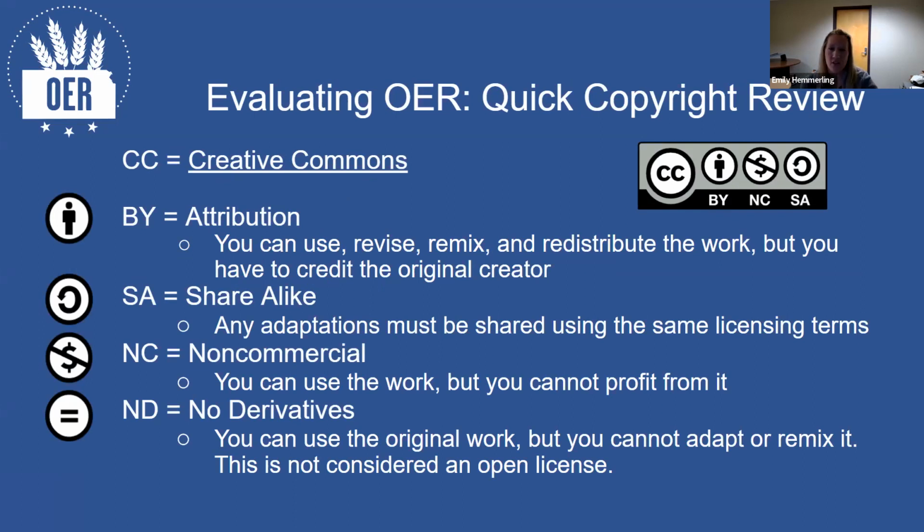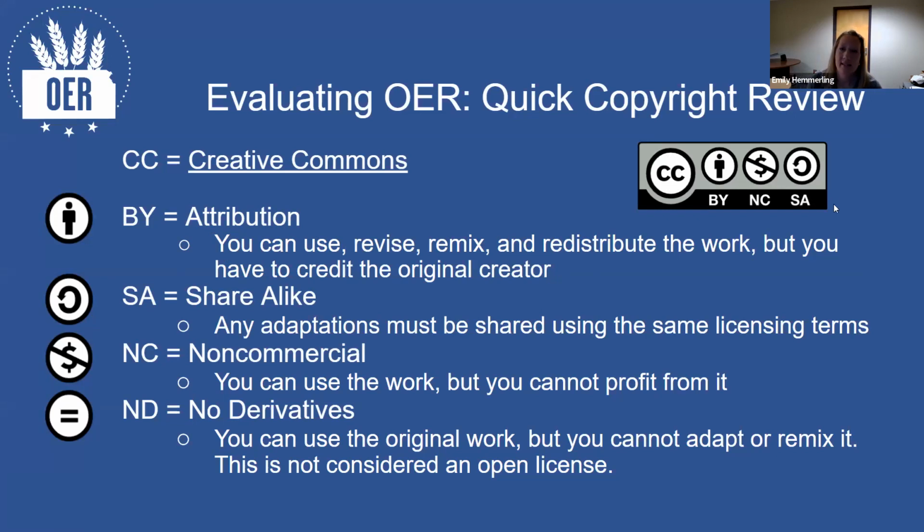So this is just a quick primer slide. Again, we're not going to go too in depth. Once you see the CC, that just stands for Creative Commons. BY is the attribution, which means you can do pretty much anything you want to the work, but you just have to give credit to the original creator. If you see the little circle with an arrow, the ShareAlike means that any adaptations that you make must be shared using the same licensing terms.